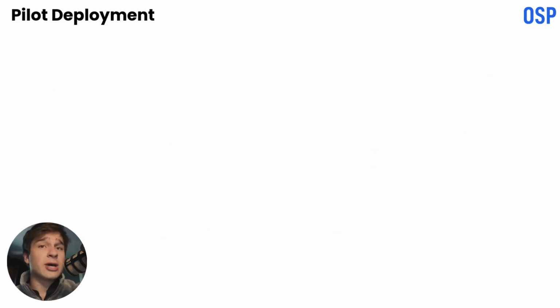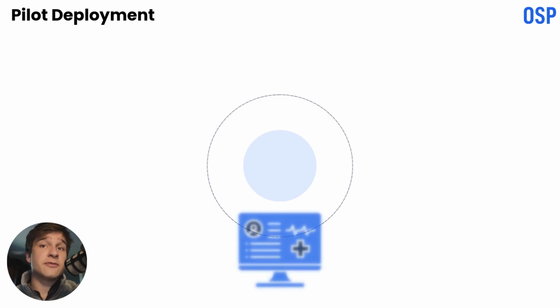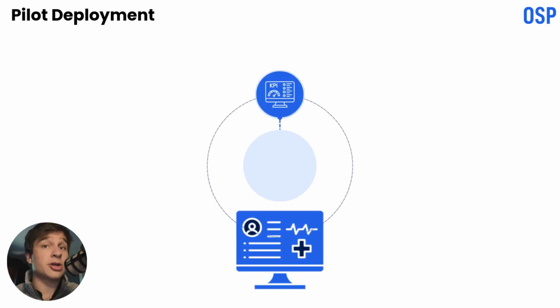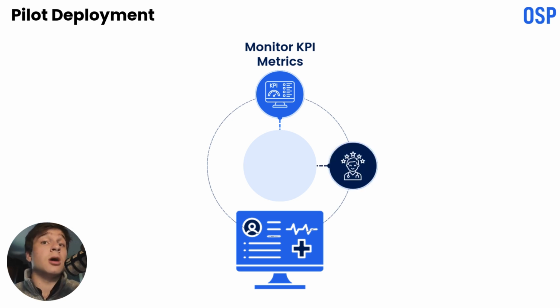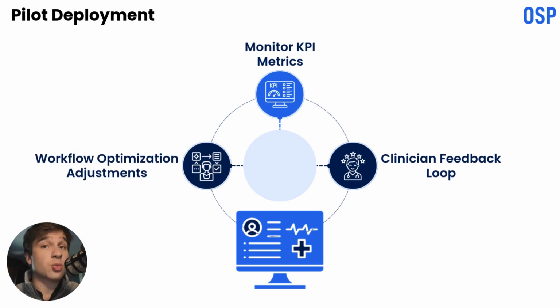Now, before rolling out to all users, deploy a pilot version at a limited facility or subset of users. Here, monitor KPI metrics, API latency, workflow success rate, error rates, and patient data availability. Collect feedback from clinicians and administrative staff, and adjust workflows, middleware settings, and notifications based on real-world usage. A successful pilot ensures a smooth, full-scale rollout with minimal disruption.